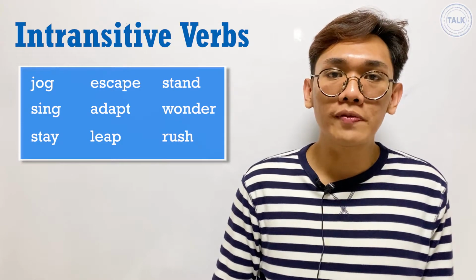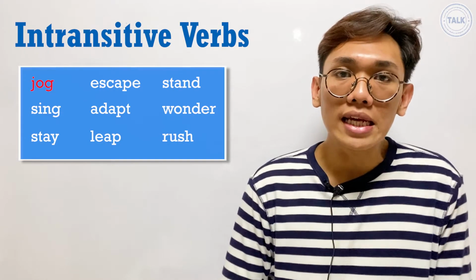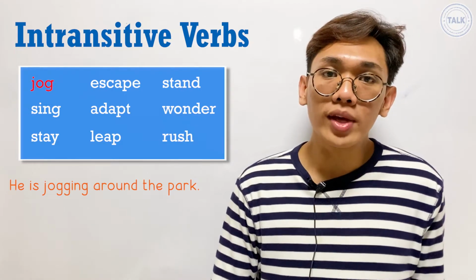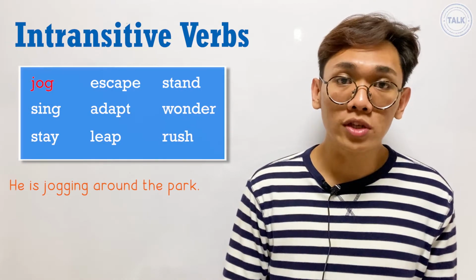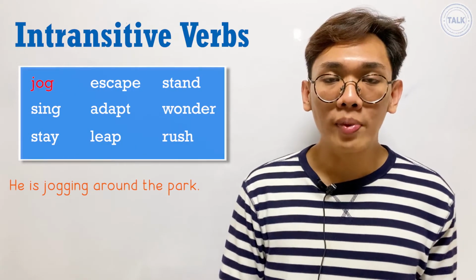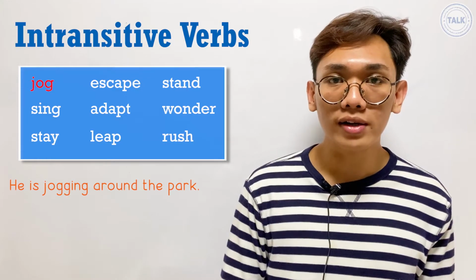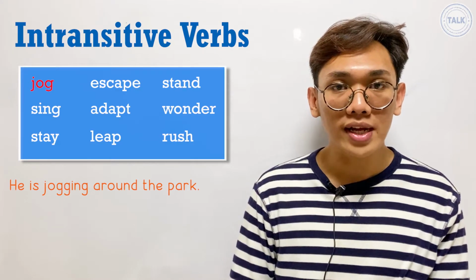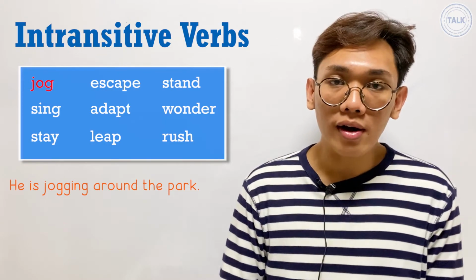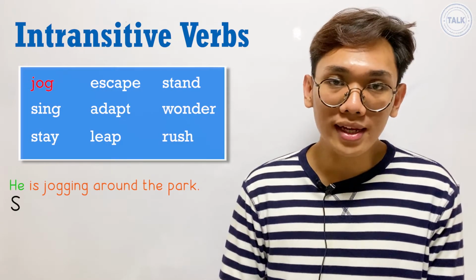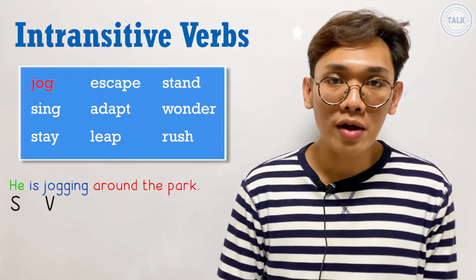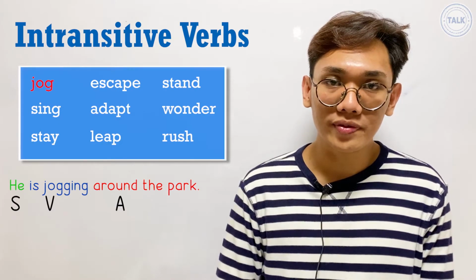Let's start with the verb jogging or jogs. He is jogging around the park. In this sentence, we can actually just stop with the verb jogging, right? So the sentence, he is jogging. But if you want to make your sentence longer, you can add a prepositional phrase or an adverb. In this sentence, we have around the park. He is subject, is jogging is our intransitive verb, and around the park is our adverb.